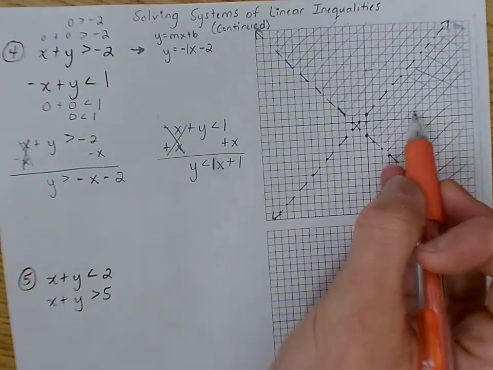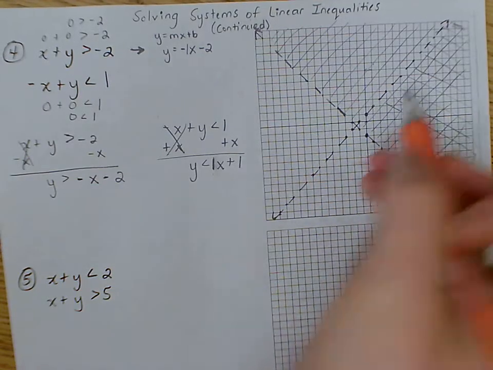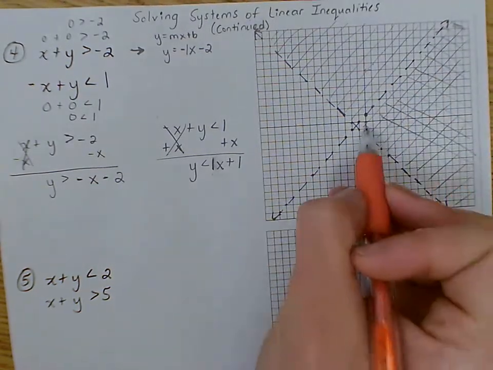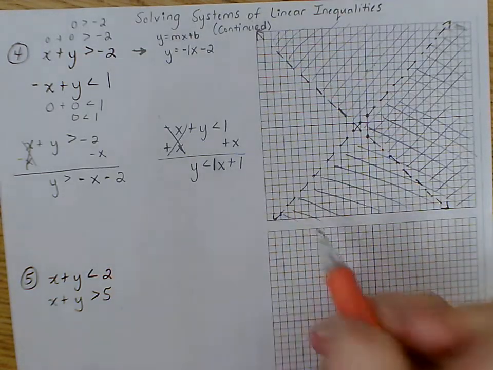And make sure that you ignore the other one. So notice I'm shading everything on the right side of this line that I just graphed. Everything. The whole side of that, okay?